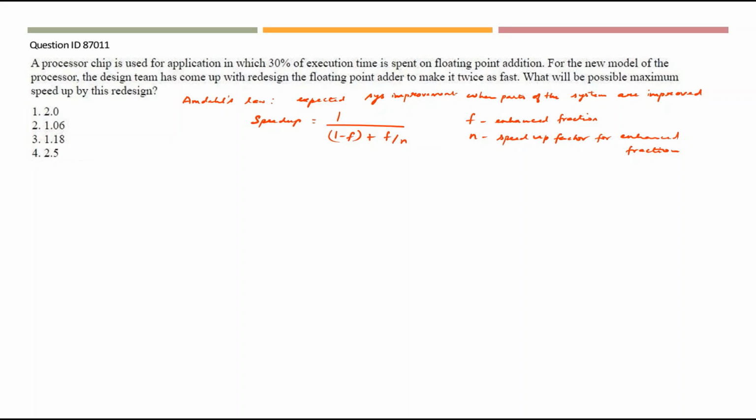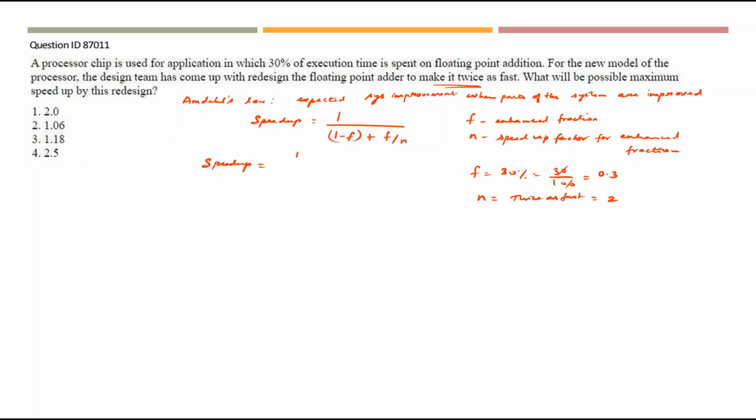Here the enhanced fraction will be 30% of execution time, so we assign 30% to f. 30% can be written as 30 divided by 100, which is equal to 0.3. And n is the speed up factor. The question says make it twice as fast, so twice as fast can be represented using the number 2. So we'll apply these values in the speed up formula.